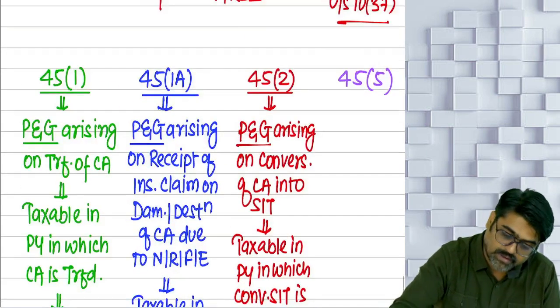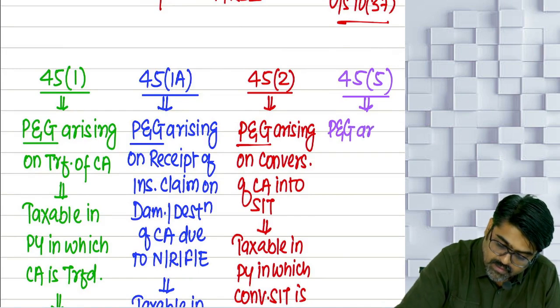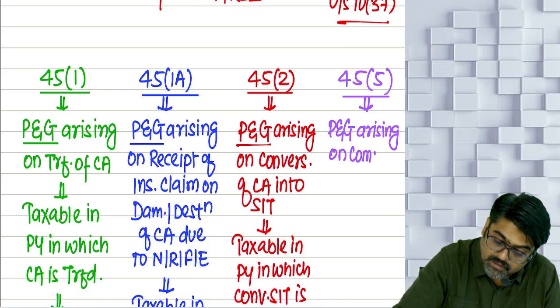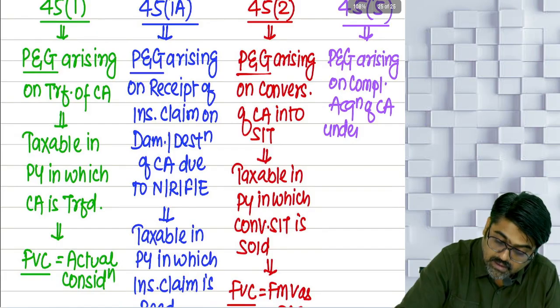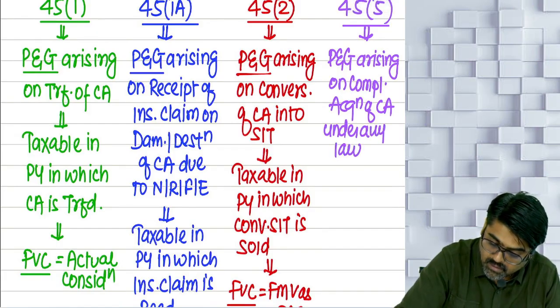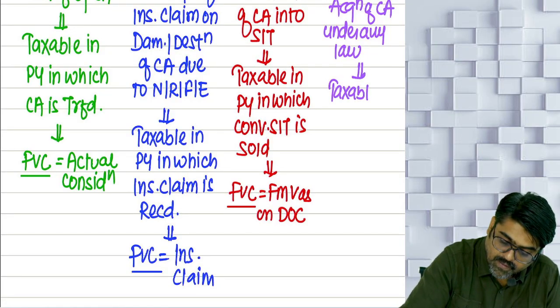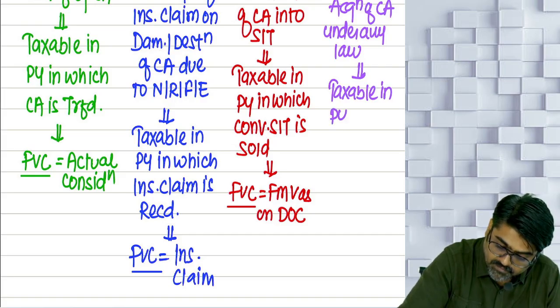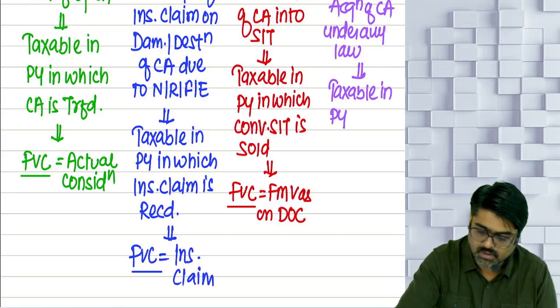Understood? Next one, 45(5). Just now we have concluded this. Any profit and gain arising on compulsory acquisition of capital asset under any law, this will be taxable in which previous year? In the previous year in which the capital asset is compulsorily acquired? Transferred? No.